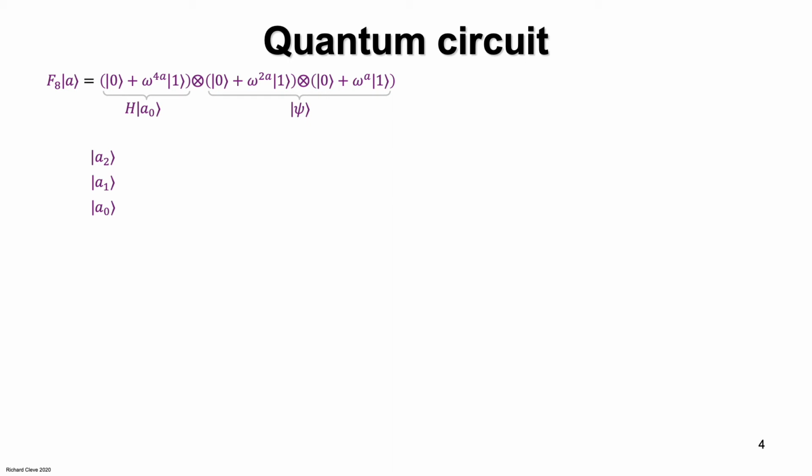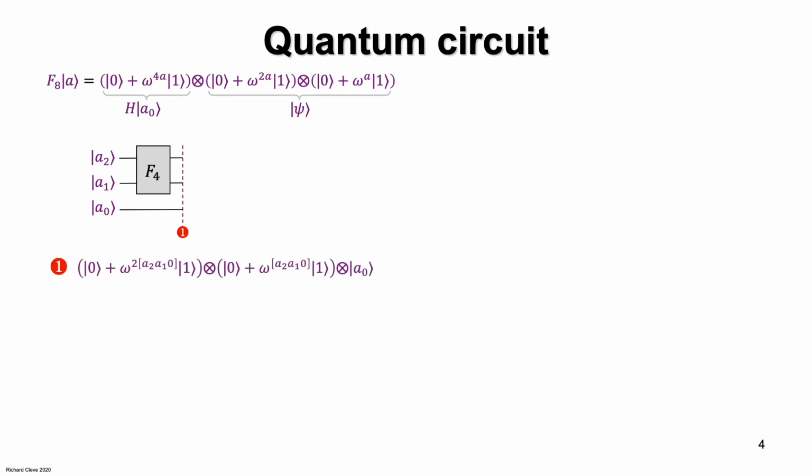First, we apply F4 to the two high order qubits. And here's the state we get. Next, we perform the phase corrections. Okay, some explanation of these gates is needed.